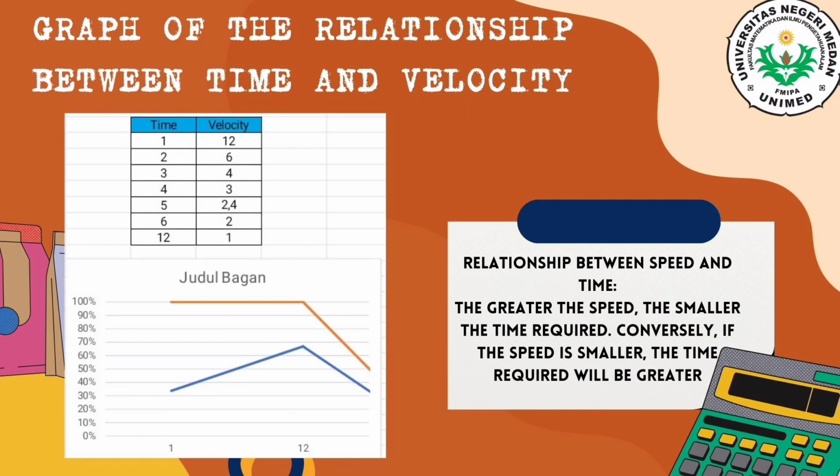The next material is about the relationship between time and velocity. In the table, at time 1 the velocity is 12. So in the relationship between speed and time, the greater the speed, the smaller the time required. Conversely, if the speed is smaller, the time required will be greater.